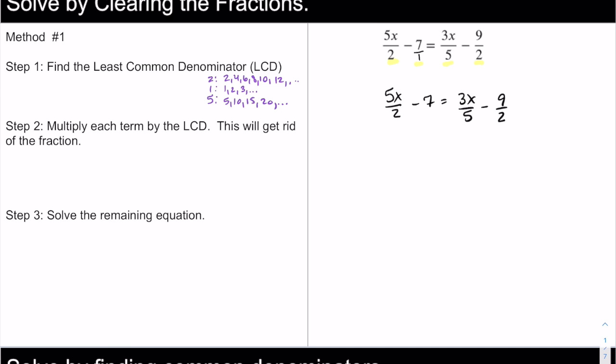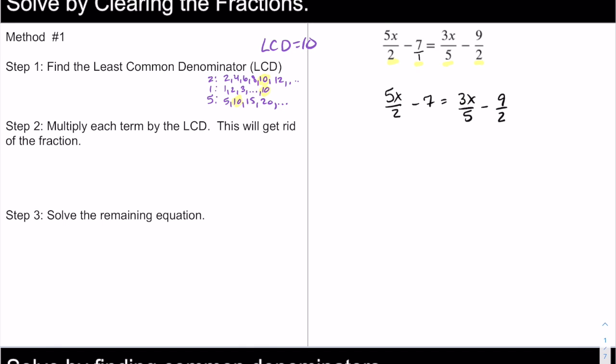If we start with 5, 2 is not a factor of 5. If we go to 10, it's a multiple of 5. It is a multiple of 2. It is also, if we kept going with this list of the multiples of 1, it would also be in that list. So the least common denominator is 10.